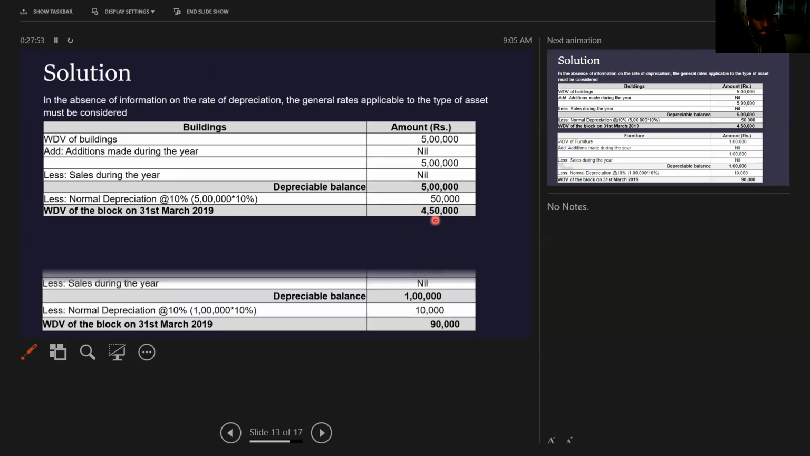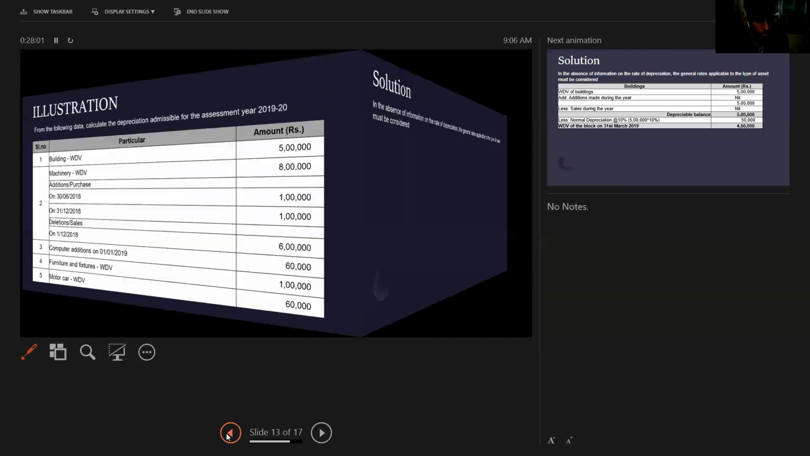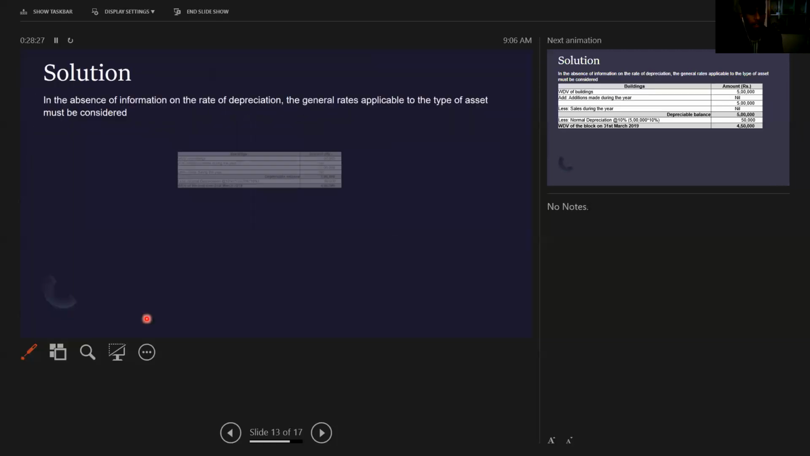Okay, buildings are done. Now let's go on to the furniture. But if you see in the question, there is plant and machinery. Even motor car you can consider into plant and machinery, and computers also. But in computers, they have given only additions, but they have not given the written down value. So we'll see plant and machinery in a while. We'll calculate the individual assets before that. So buildings are done.